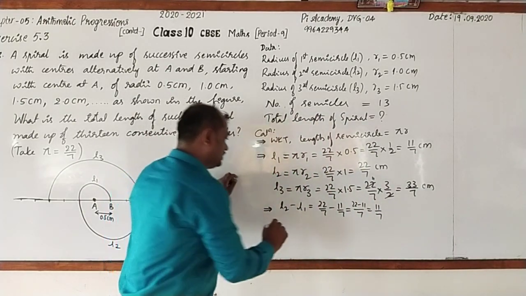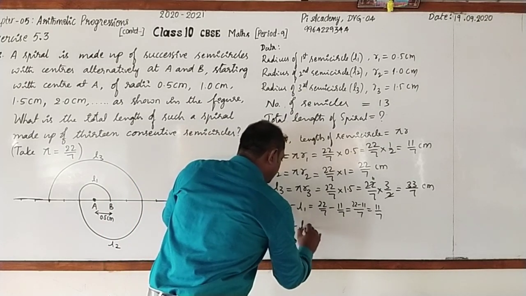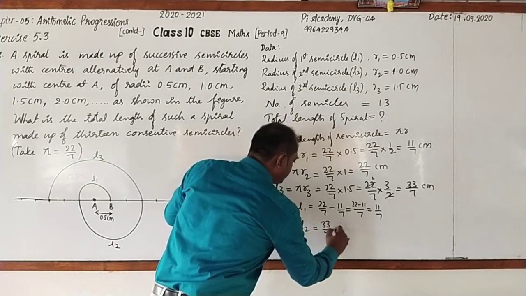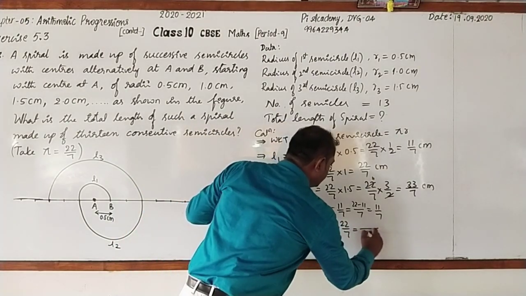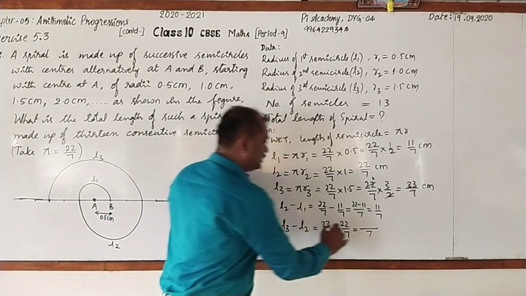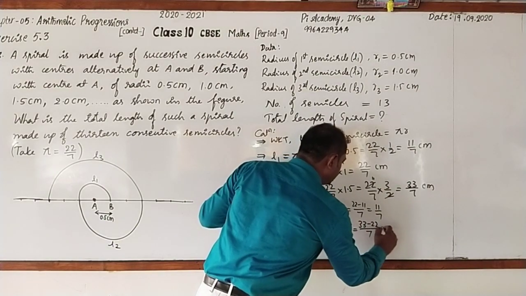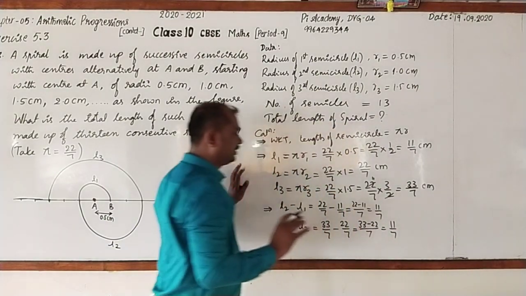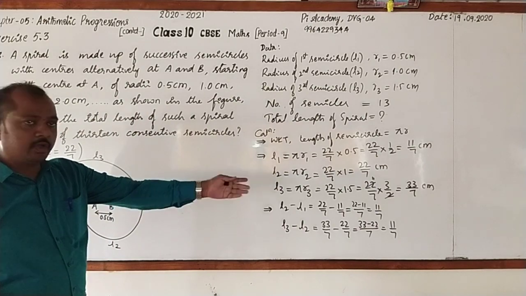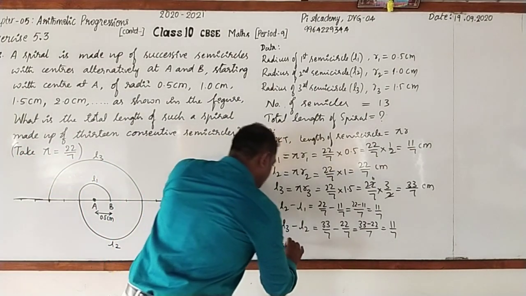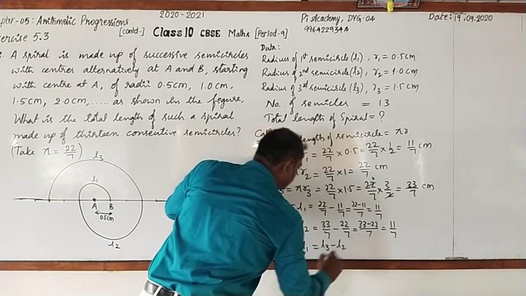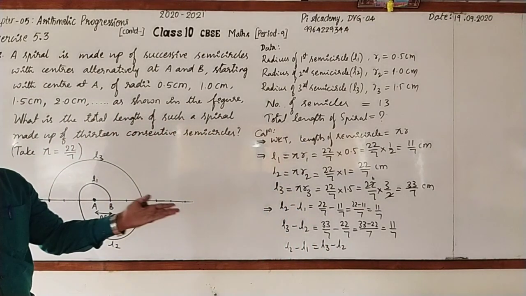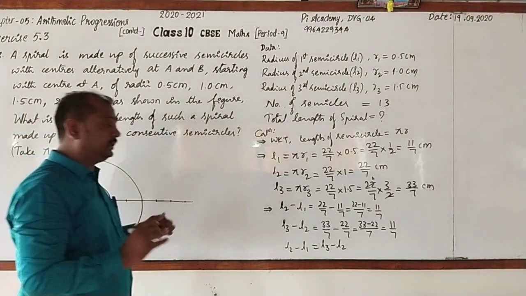Followed? Yes. Then L3 minus L2 is 33 by 7 minus 22 by 7. Denominator terms are the same, so write 7 as it is. Then 33 minus 22 is 11 by 7. Clear? So we have got the same difference. L2 minus L1 is equal to L3 minus L2. It has a common difference. Therefore, the given situation forms an AP.